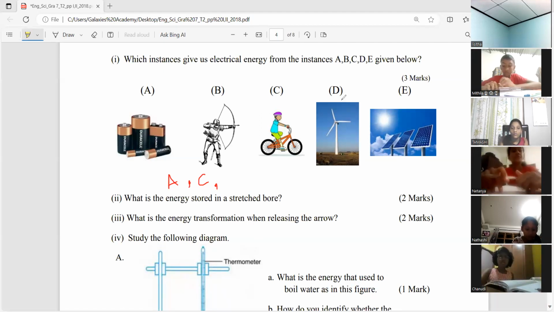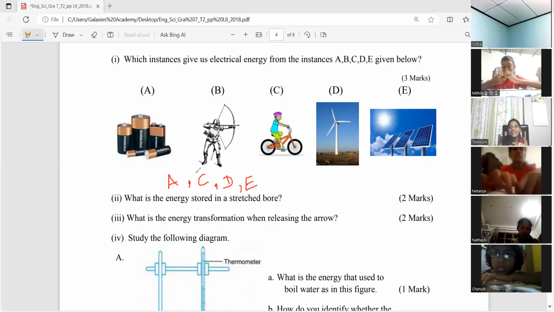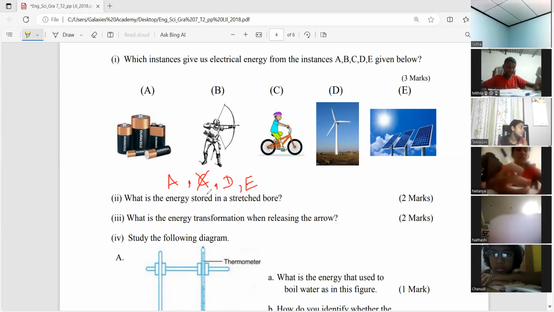D. Correct, no? Can. It is the fan of the wind power station, no? It is correct. And using E also we can get electricity, right? Electrical energy. C is not completely suitable, but if you want you can write C as an answer. It is not the best answer, because we cannot see the dynamo in the picture.